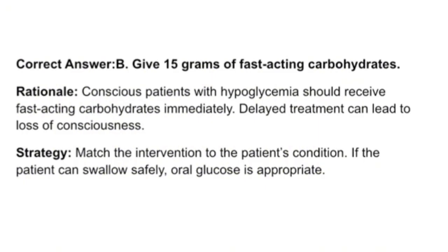Correct answer: B. Give 15 grams of fast-acting carbohydrates. Rationale: conscious patients with hypoglycemia should receive fast-acting carbohydrates immediately. Delayed treatment can lead to loss of consciousness. Strategy: match the intervention to the patient's condition. If the patient can swallow safely, oral glucose is appropriate.